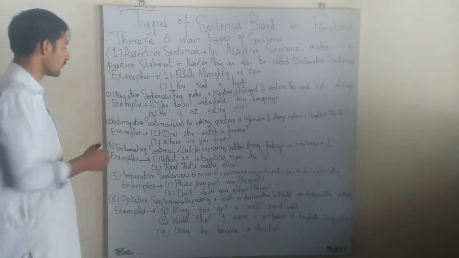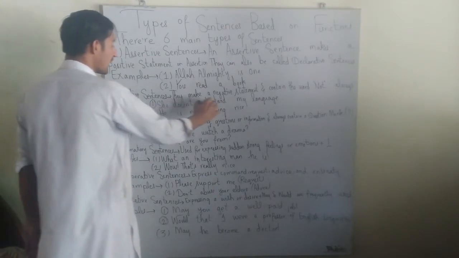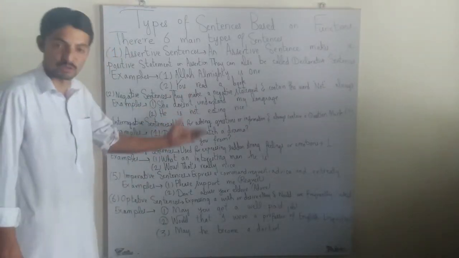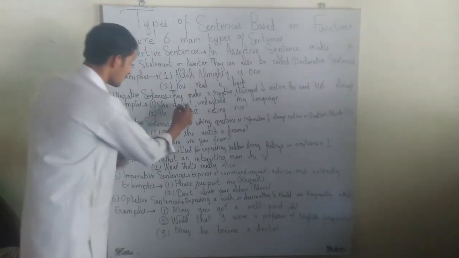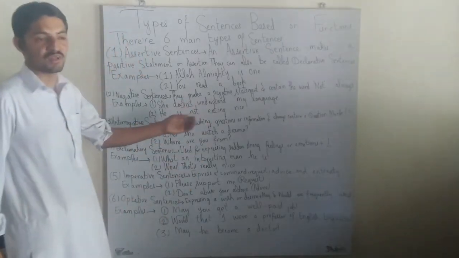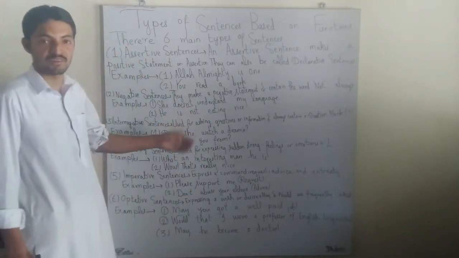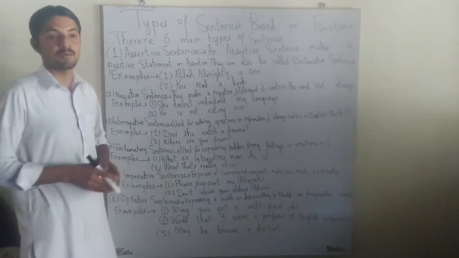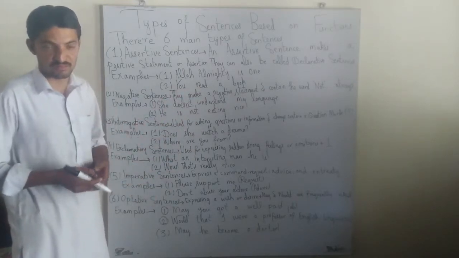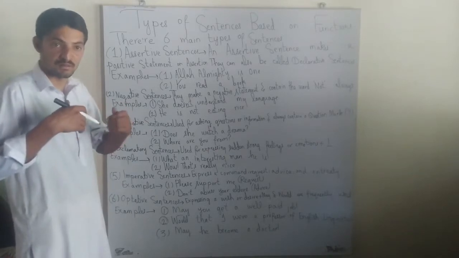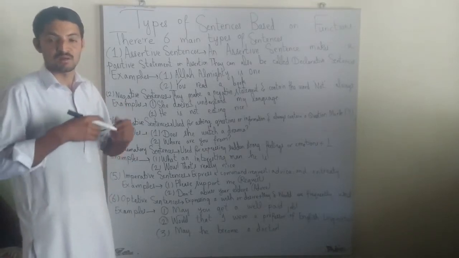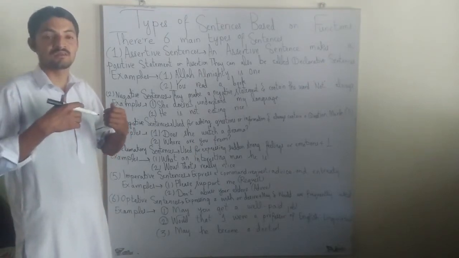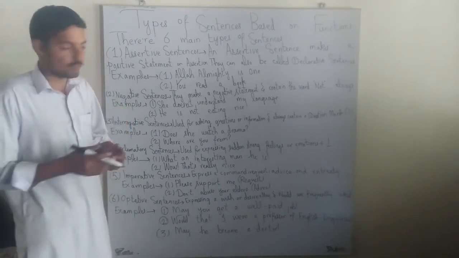Some examples of negative sentences. The first example is she doesn't understand my language. It is a negative sentence because it contains the word not, as you see here, doesn't. And the second reason is that it makes a negative statement. That is what is called a negative sentence.